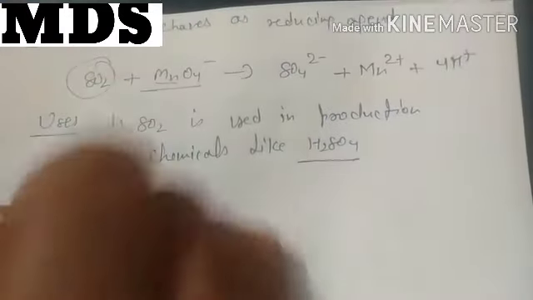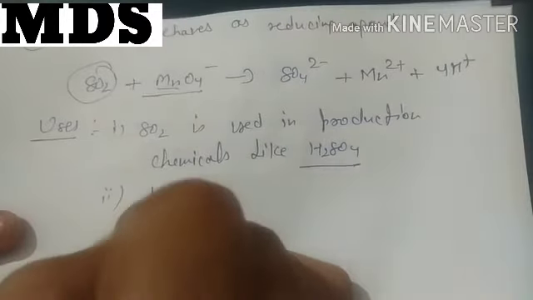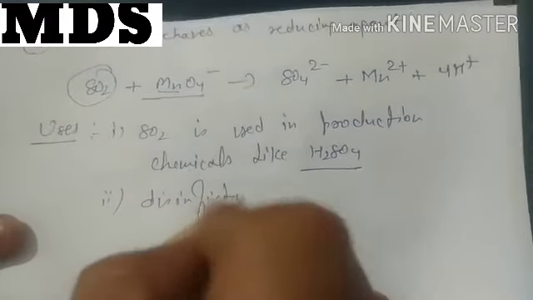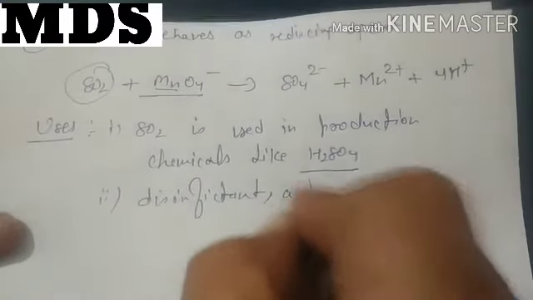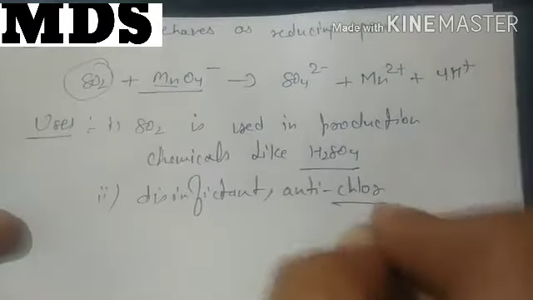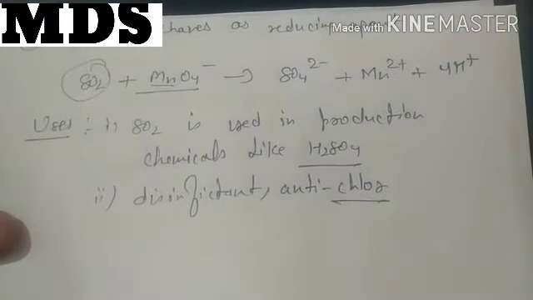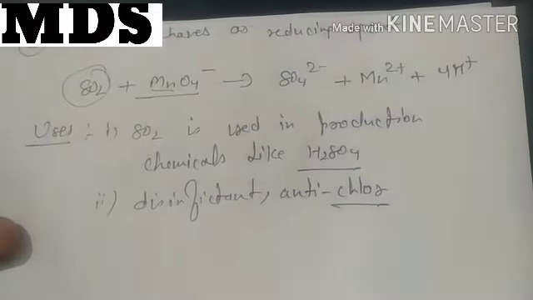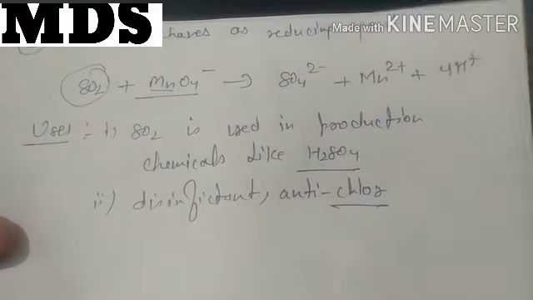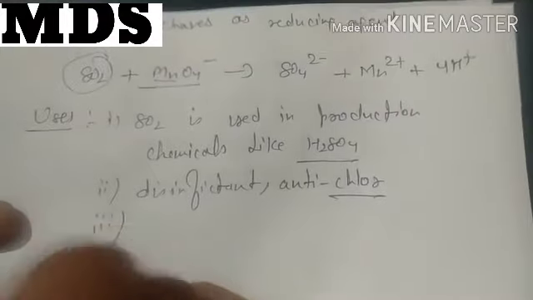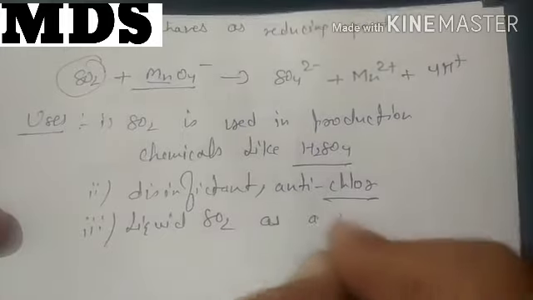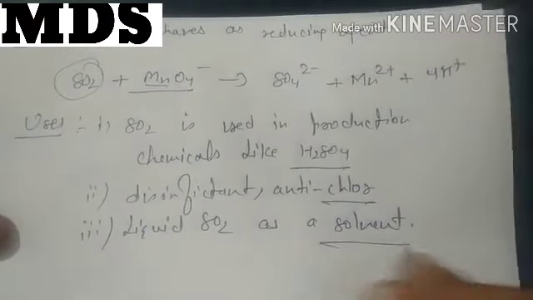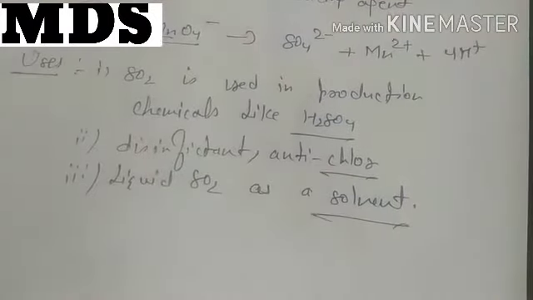It is also used as a disinfectant, and as an anti-chlor. Anti-chlor means where you do not need chlorine, because sulfur dioxide easily reacts with chlorine to form sulfuryl chloride, so it removes the chlorine from any environment. Liquid SO2, liquid sulfur dioxide, can act as a solvent too for many solutes in inorganic chemistry. So liquid SO2 is used as a solvent.